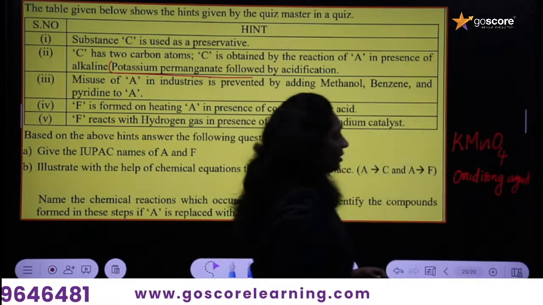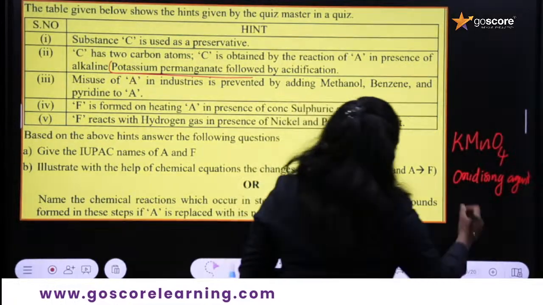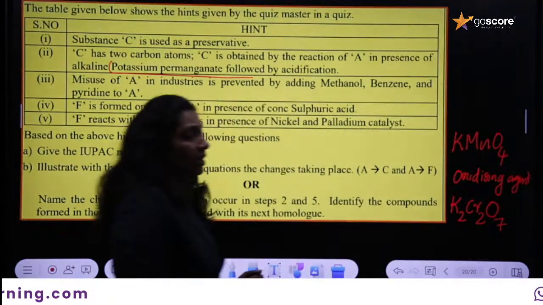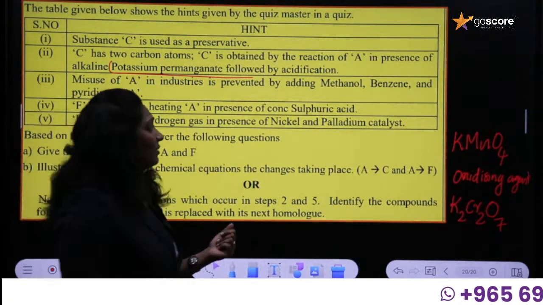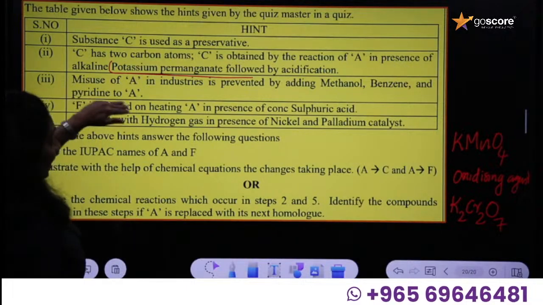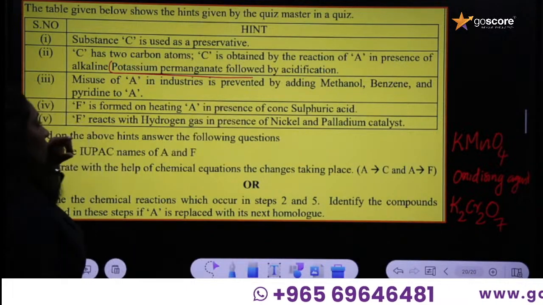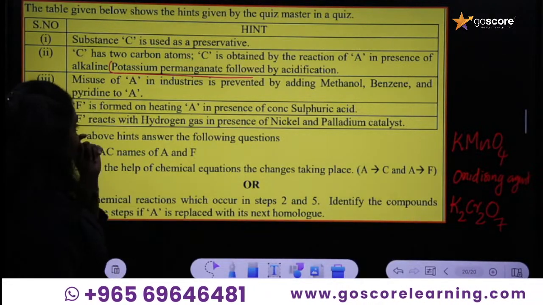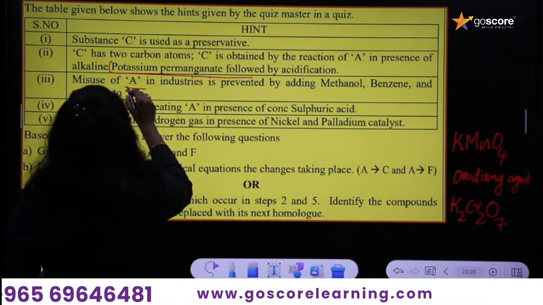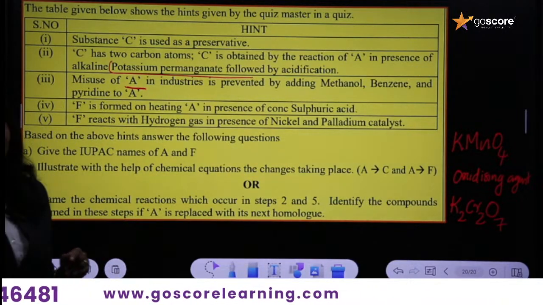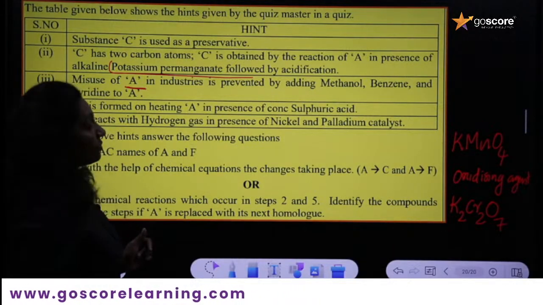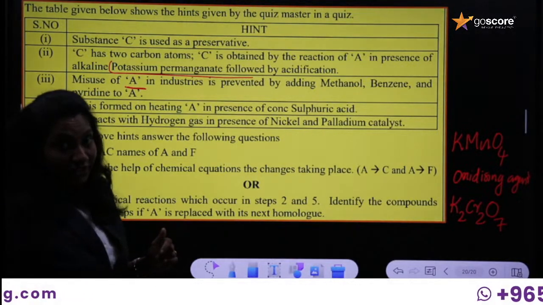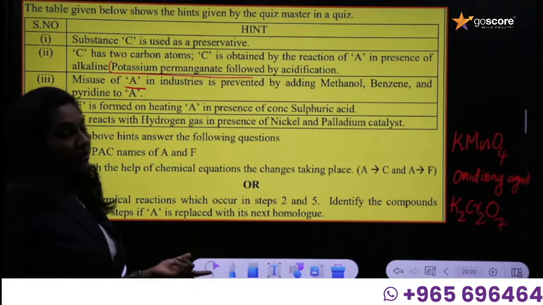And do you know any other oxidizing agent other than KMnO4? We have K2Cr2O7, potassium dichromate, which is also an oxidizing agent, right? And the misuse of A in the industries is prevented by adding methanol, benzene and pyridine to A. Now you got a hint. What can be that A? The misuse of A is prevented by adding methanol. You have learned the denaturation of alcohol, making the ethanol unfit for drinking by mixing it with methanol. That is what the denaturation is, right?